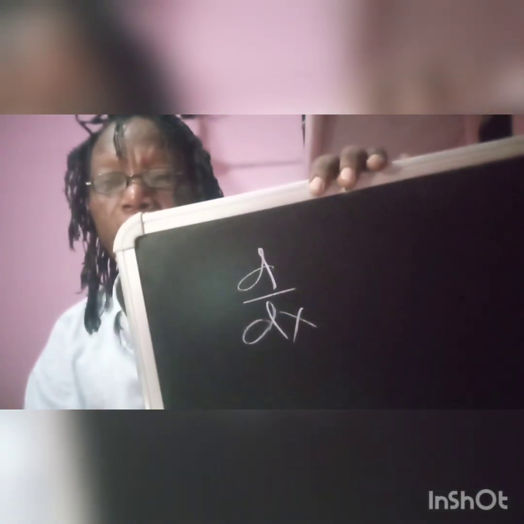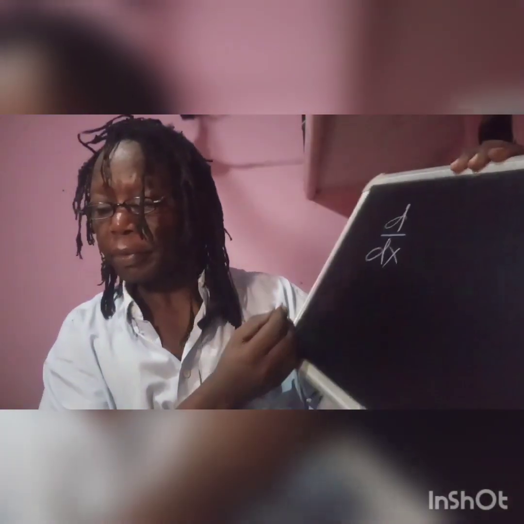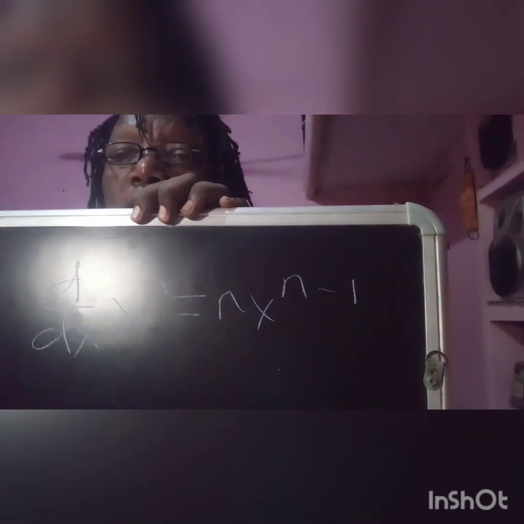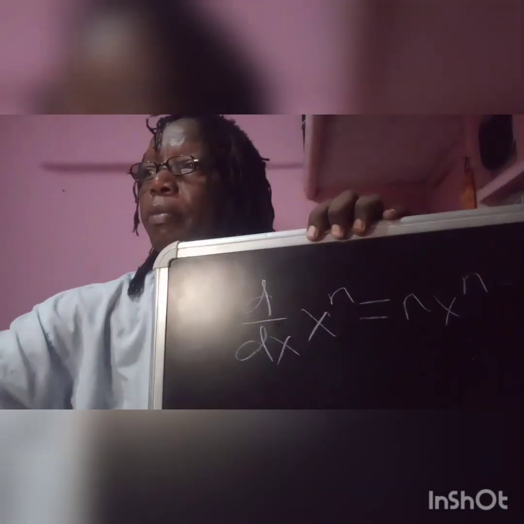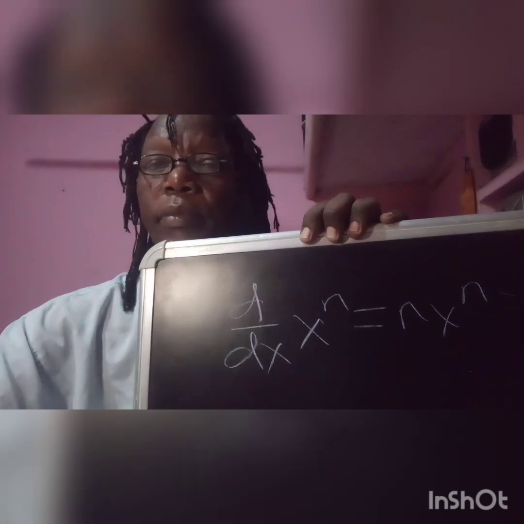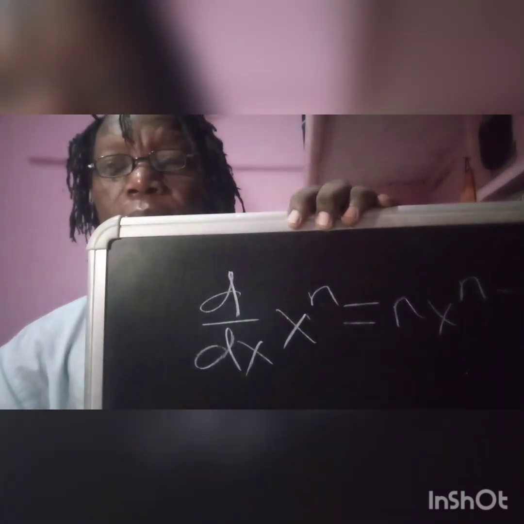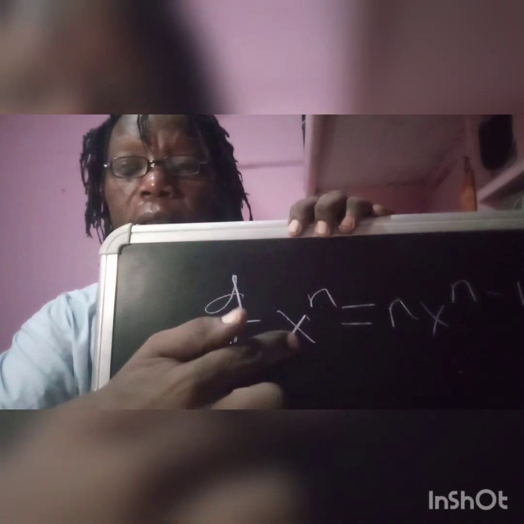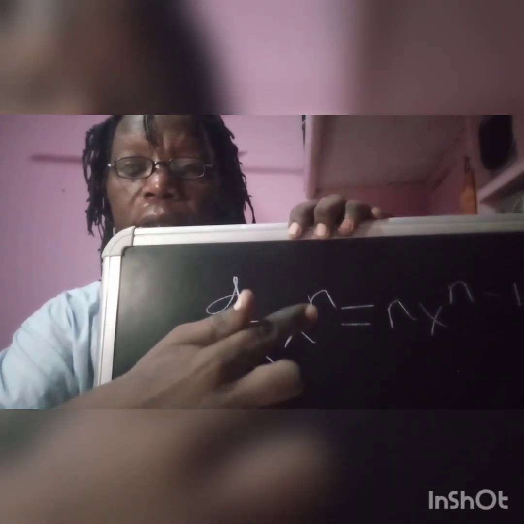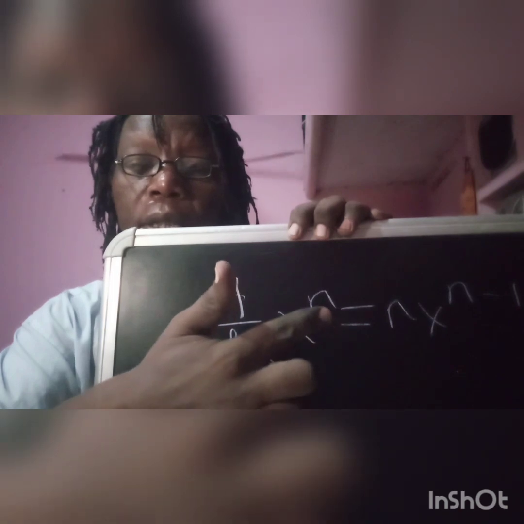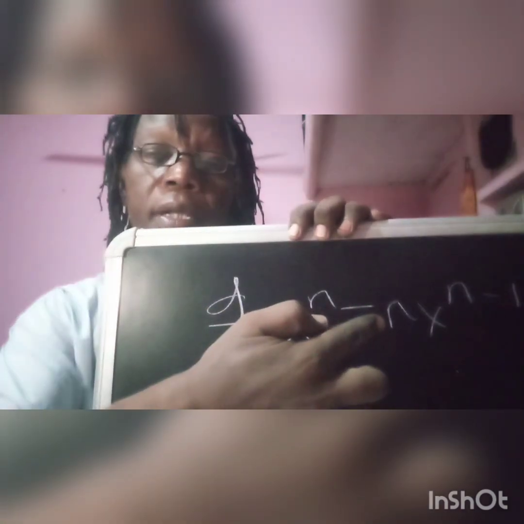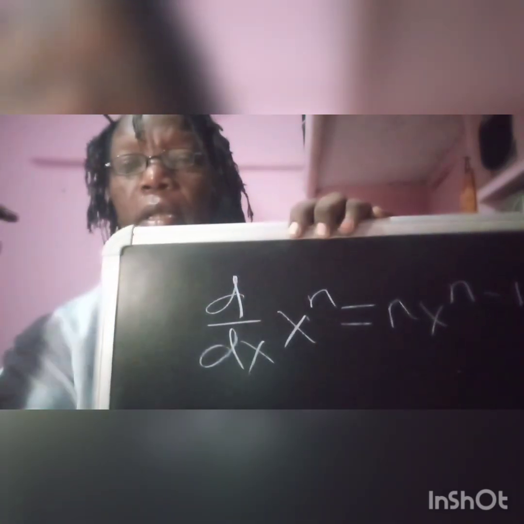d/dx just means you're deriving what is coming next. So this is the formula: d/dx of x^n is equal to n x^(n-1). I'll explain this to you. This light is always a problem. I think you can see. So this d over dx, you're going to differentiate x to the exponent n, which is equal to n, a coefficient, times x to the n minus 1. This is a formula.